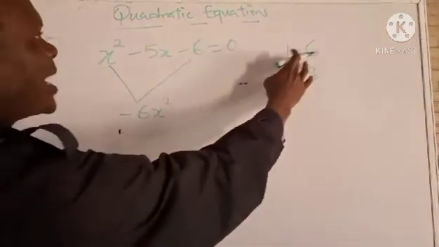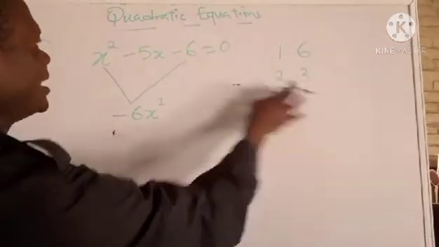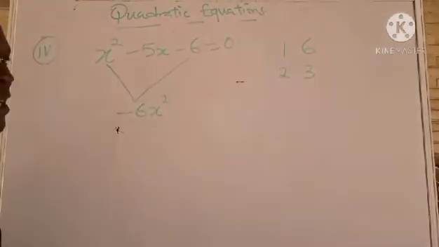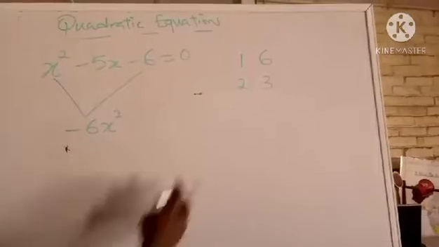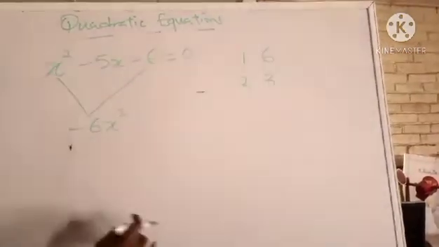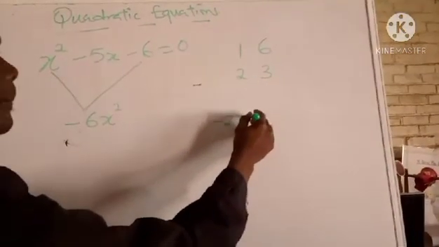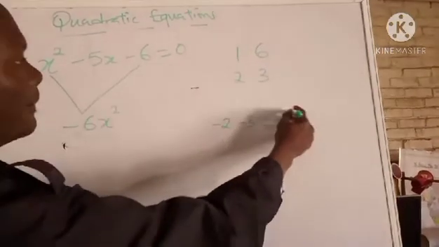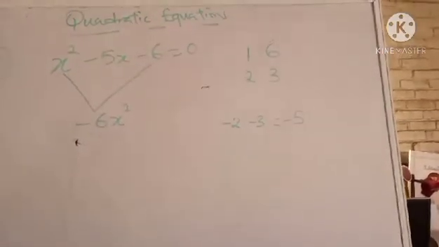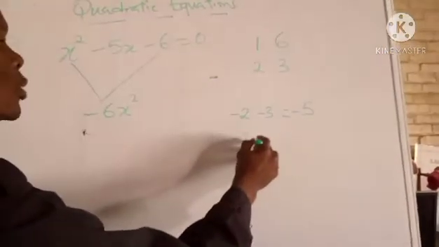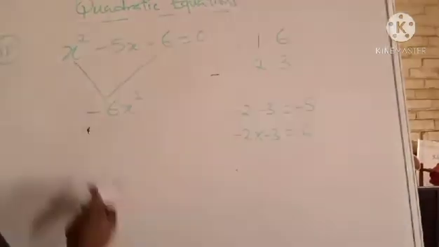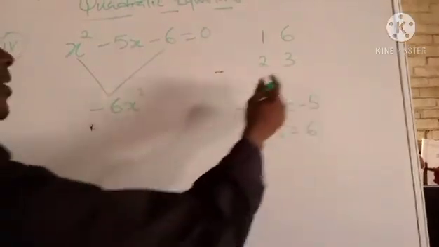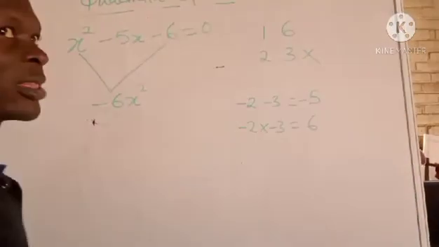I know both 1 and 6, 2 and 3 can give minus 5, so there's going to be further reasoning. Taking 2 and 3 for instance, what do I do to 2 and 3 to get minus 5? Minus 2 minus 3 gives minus 5. But minus 2 times minus 3 gives 6. And what we have here is minus 6. So 2 and 3 will not work.